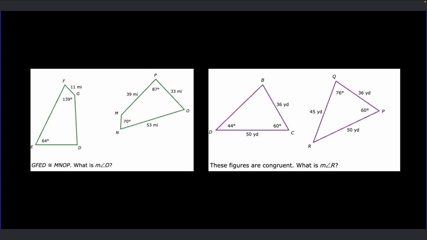Okay, now that you've had time to work these problems, let's check your solutions. For the first problem, you should have said that angle O, corner O in the statement, third letter, matches with E, third letter. So that would mean that angle O has to be 64 degrees.